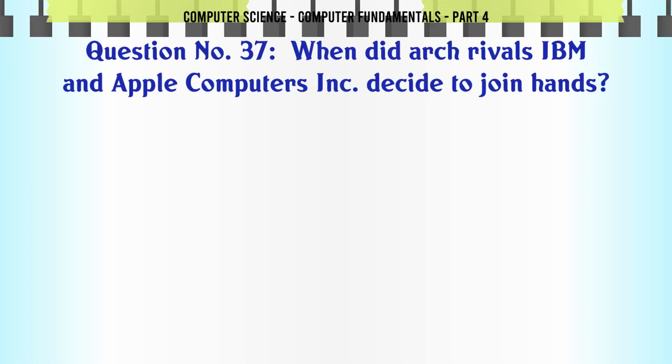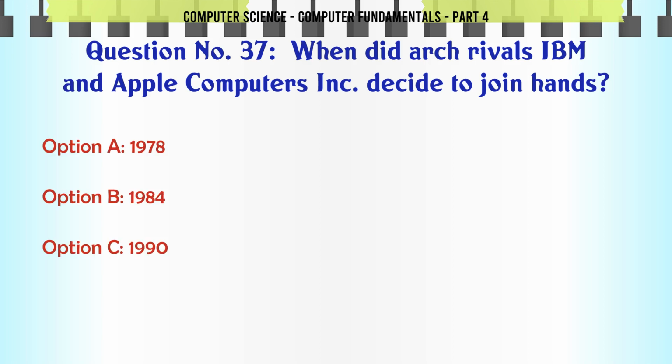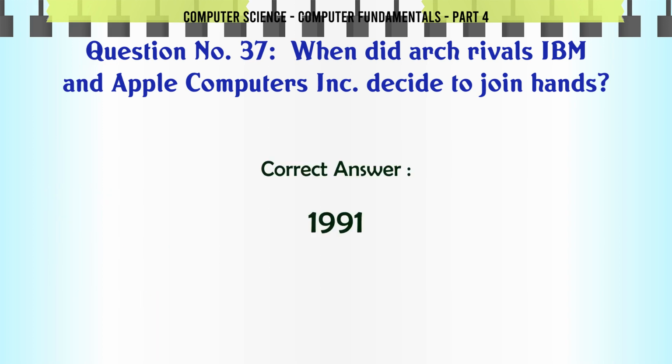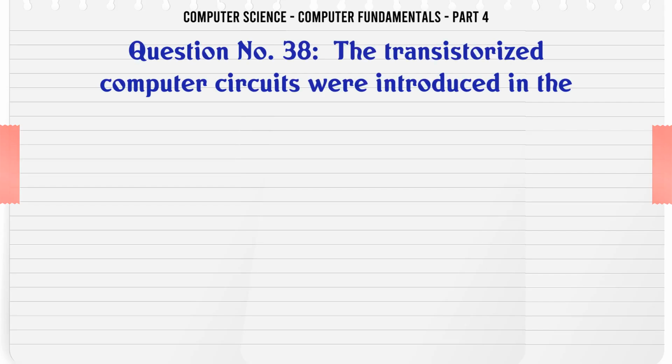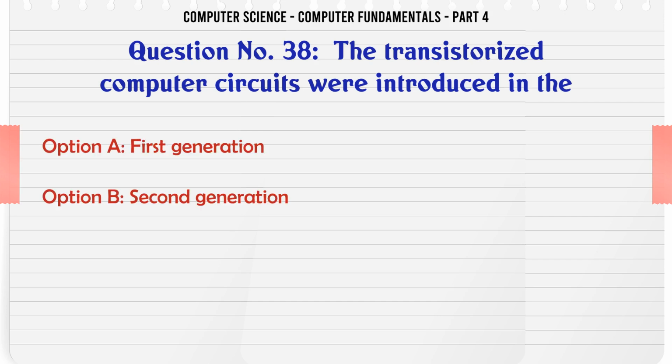When did arch rivals IBM and Apple Computers Incorporated decide to join hands? A. 1978, B. 1984, C. 1990, D. 1991. The correct answer is 1991.